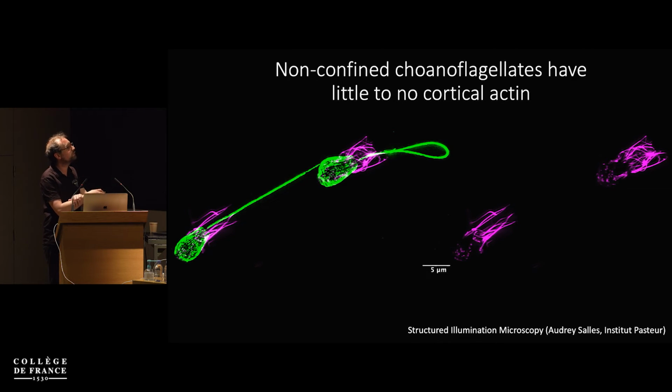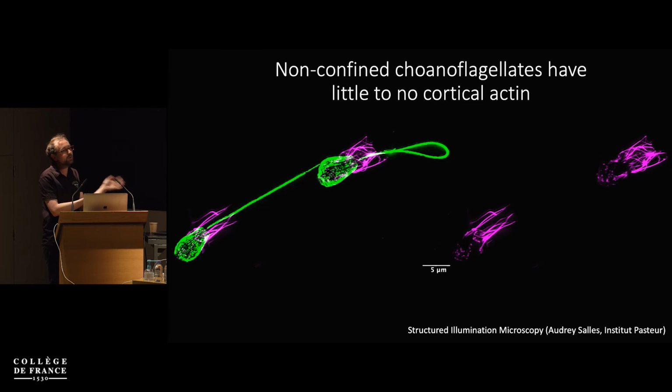You can see actin in the microvilli, so that's normal. But if you look for cortical actin, you pretty much don't find it at all. And in fact, the flagellates have a tiny bit of cortical actin sometimes, often close to the collar, but most of the time they have very little or nothing. And that contrasts, of course, with what we had seen with the amoeboid cells in live imaging.